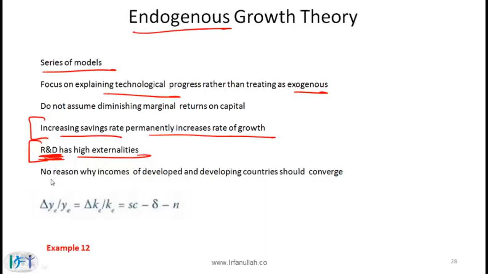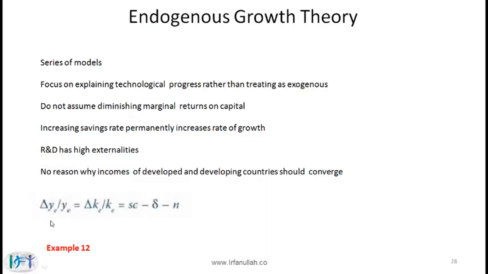And according to this model, there is no reason why incomes of developed and developing countries should converge. So according to this theory, convergence will not necessarily happen. Rich countries can keep becoming even richer and further increase the gap between themselves and poorer countries.